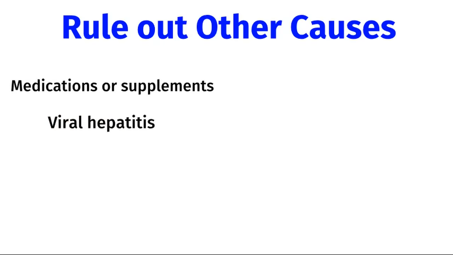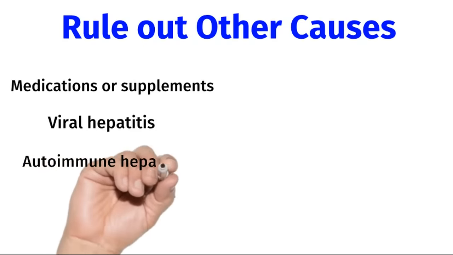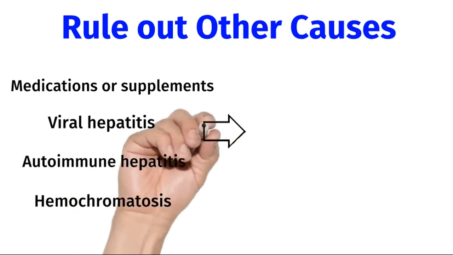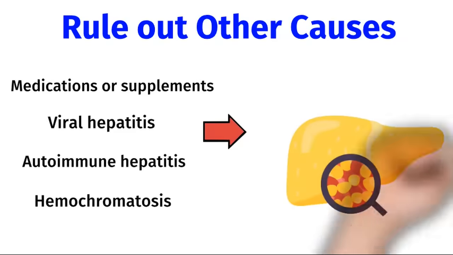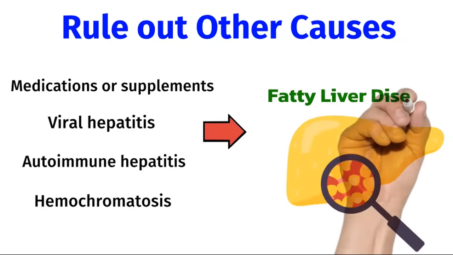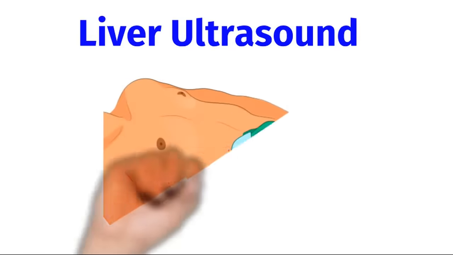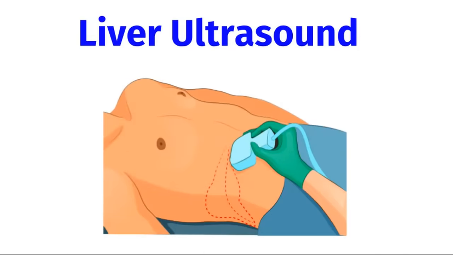I also like to rule out viral hepatitis by checking antibodies for hepatitis B and C. I rule out autoimmune hepatitis by checking a smooth muscle antibody. I check the ferritin level, which is a marker of iron storage, to rule out a genetic condition called hemochromatosis. I like to order a liver ultrasound to confirm the diagnosis of fatty liver.